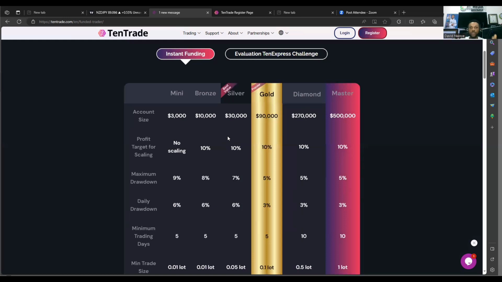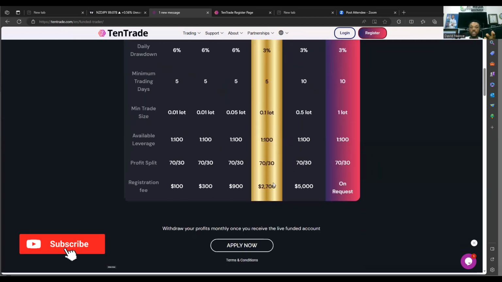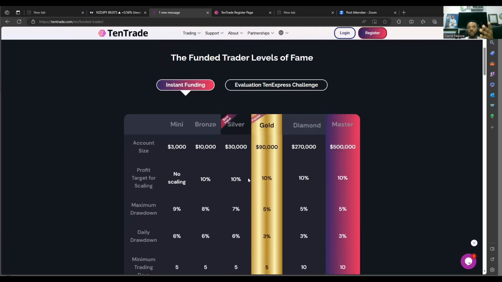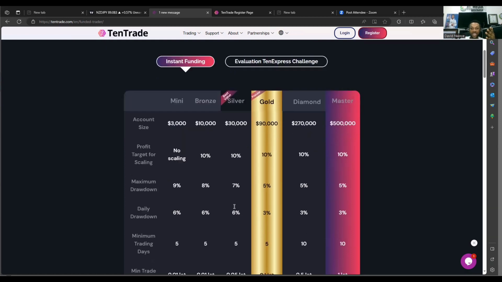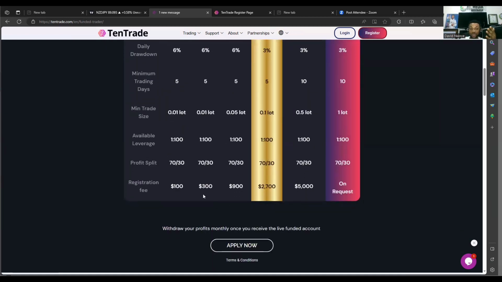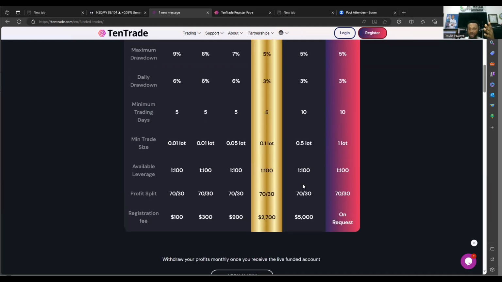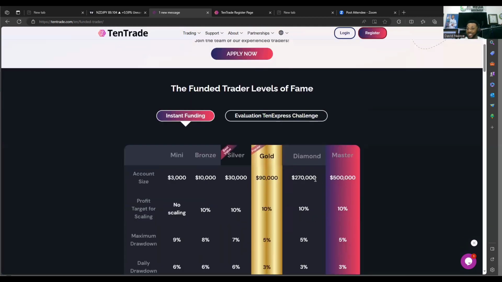All right, so the same thing applies. You're trading a $30,000 account and you make 10%. Instead of spending 2,700, you will spend less to scale up into gold. You can see that with just $300, which a lot of people are doing now, don't sleep, $300 can take you to this $270,000 account. Yes, $300 can take you. How? Make your 10% profit and scale up.